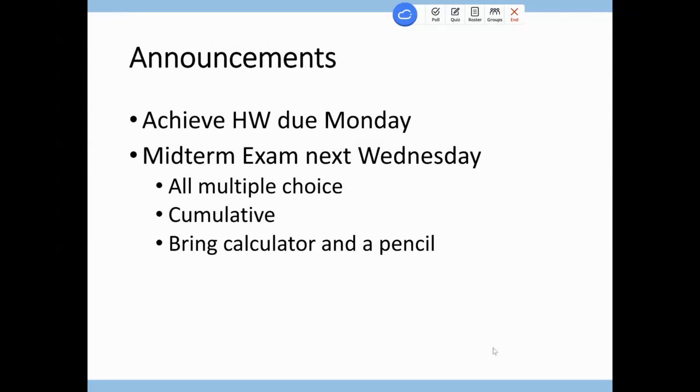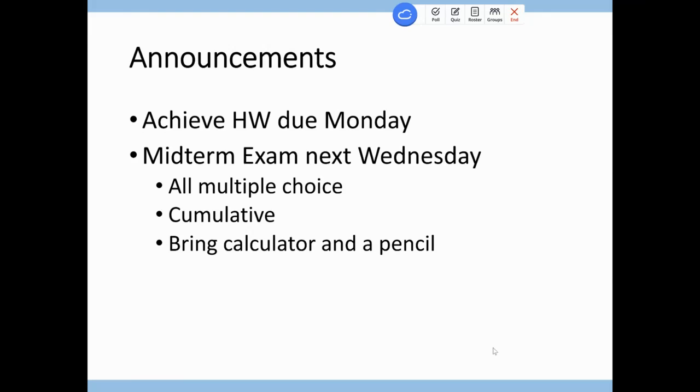It is all multiple choice. I will provide your Scantron. Just make sure you bring your non-graphing calculator and a pencil to fill that in. And then keep in mind that it is cumulative. So we covered chapters 11 through what we're covering today in chapter 14, and that's fair game for the assessment.